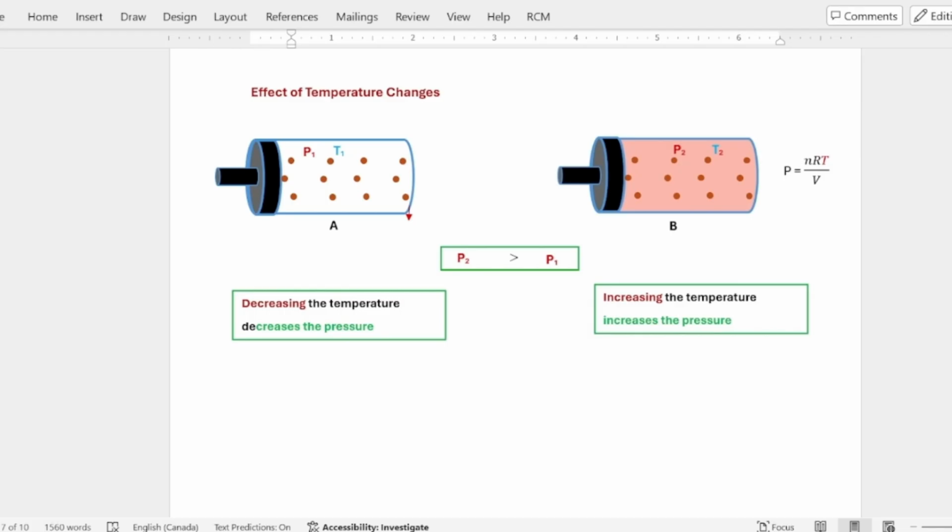We'll now look at the effect of temperature changes. Cylinder A has a certain pressure at a certain temperature. Cylinder B has the same number of particles, but the temperature there has been increased, and you can see here T is directly proportional to P. As such, you'll expect the pressure of the gas in this cylinder to be greater than inside there.